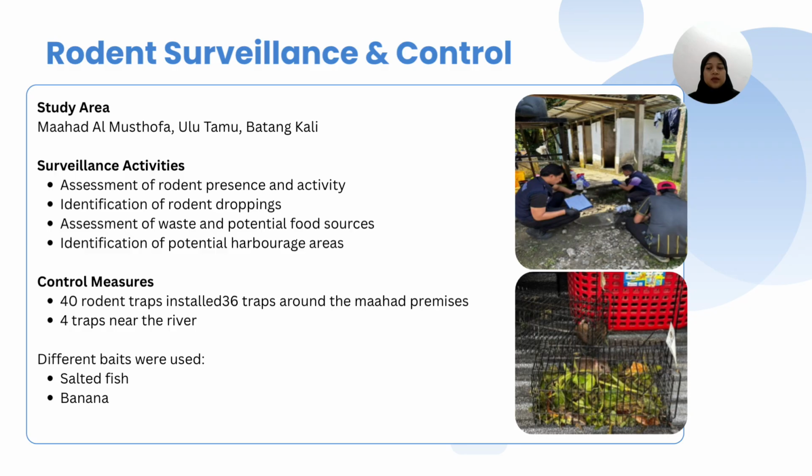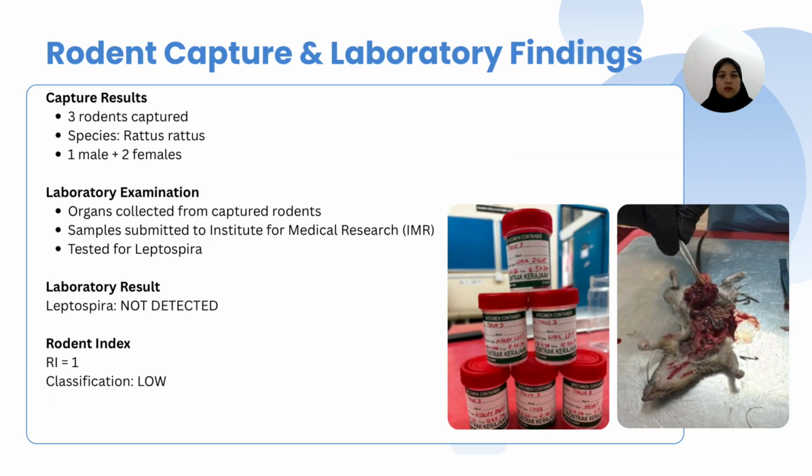Following the assessment, 40 rodent traps were installed at selected locations. 36 traps were placed around the Ma'had premise and 4 traps were placed near the river. Different types of bait, including salted fish and banana, were used to attract rodents. The traps were subsequently inspected and 3 rodents were successfully captured.